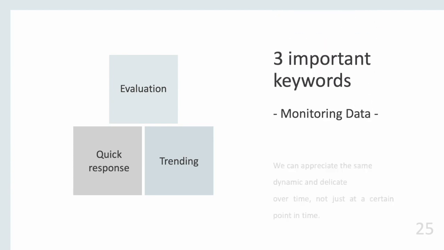Have you ever had difficulty adjusting ventilator settings even when all the physical findings, imaging data, and blood gas results are available? I myself am always struggling with ventilator management. Evaluation, quick response, and trending. These are three key words when using monitoring data related to ventilation. Everyone can evaluate them in the same way, and their value fluctuates dynamically and sensitively. Furthermore, it has the advantage of being able to be evaluated over time, not just at a certain point in time. I hope you can make good use of this information so that you can better manage your ventilator.